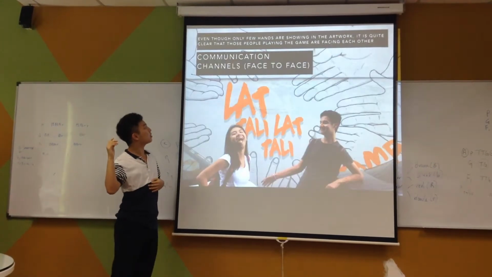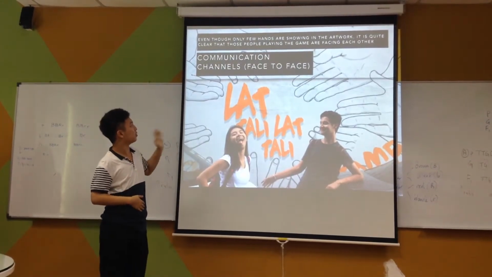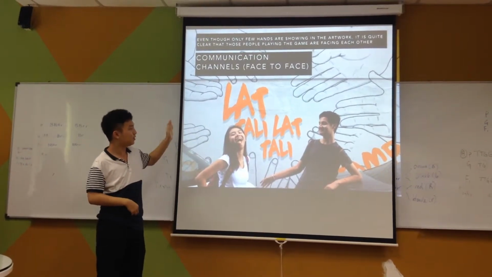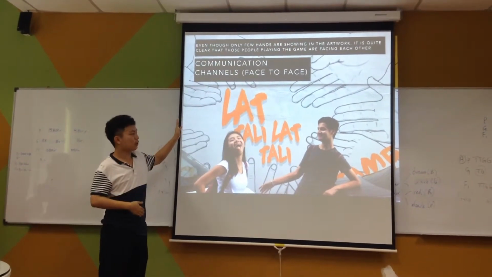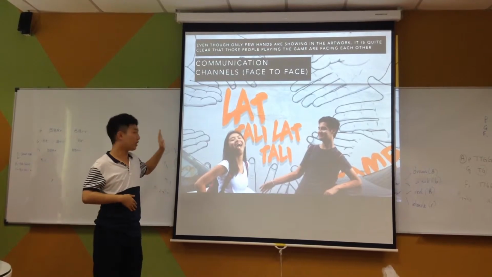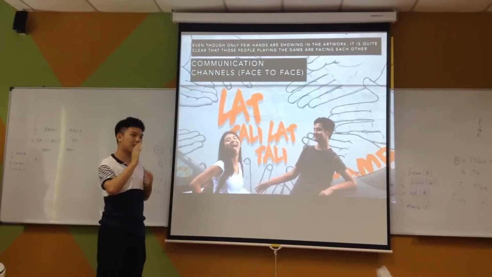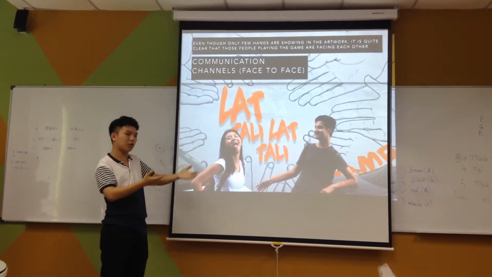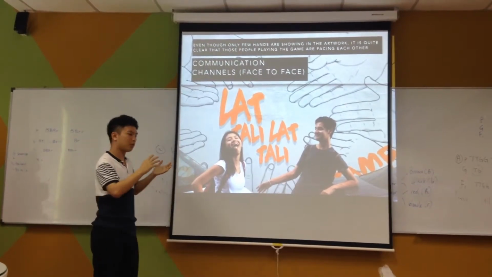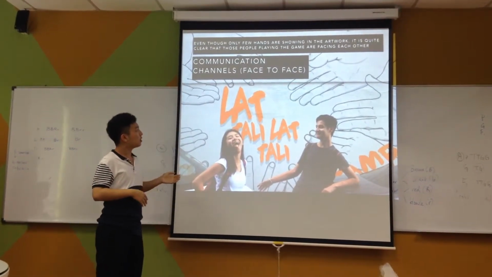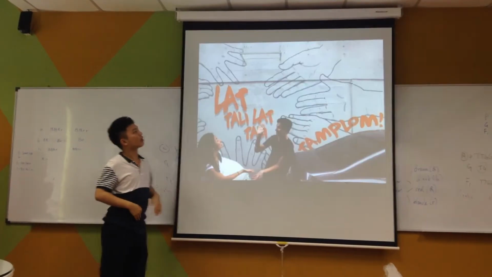Next. And the final concept would be communication channels: face to face. Even though the picture doesn't show any faces, you can clearly tell people are playing with hands in the circle, facing each other and saying the word, so they're communicating face to face. Now I'll pass it on to Sarah for the next mural.